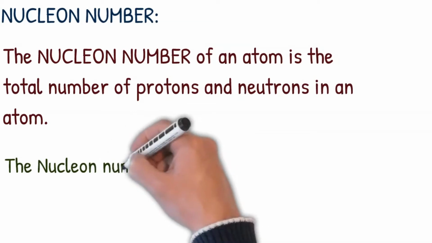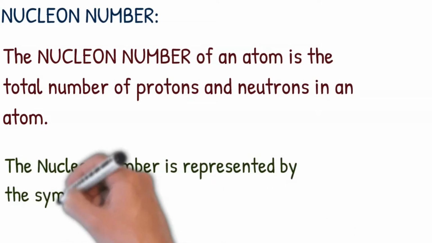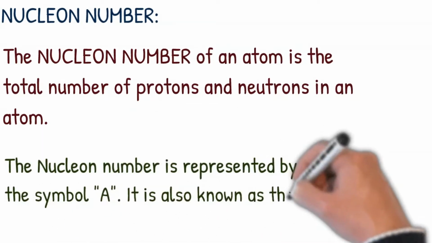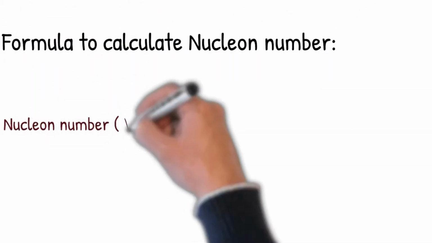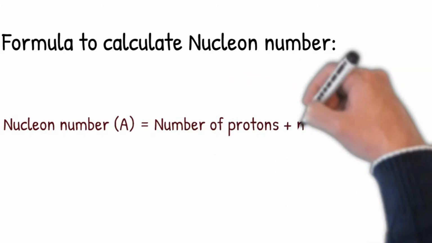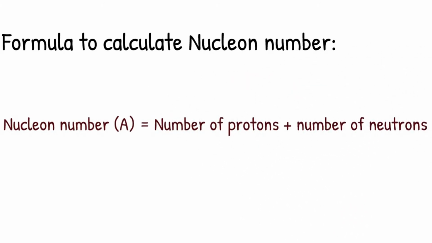Nucleon number. The nucleon number of an atom is the total number of protons and neutrons in an atom. The nucleon number is represented by the symbol A. It is also known as the mass number. Formula to calculate nucleon number: nucleon number is equal to the number of protons plus the number of neutrons.